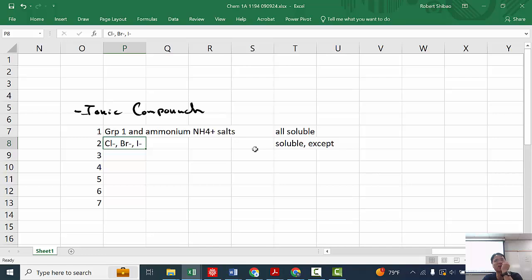Because there's some anions that are all soluble. Do you know what they are? What anions are all soluble? Anion salts. Nitrates, acetates, chlorates. Nitrates, acetates, and chlorates are all soluble.